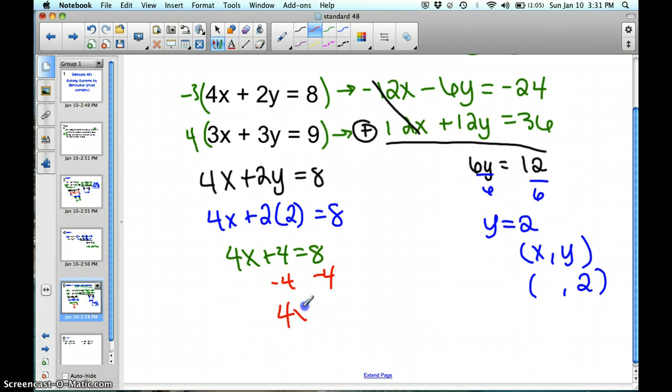I would get 4x equals 4. And then divide by 4 on both sides. So we would get x equals 1. Okay, so now that I have my x value, I'm just going to plug it back into my point. So the solution to my system would be this point, 1, 2.